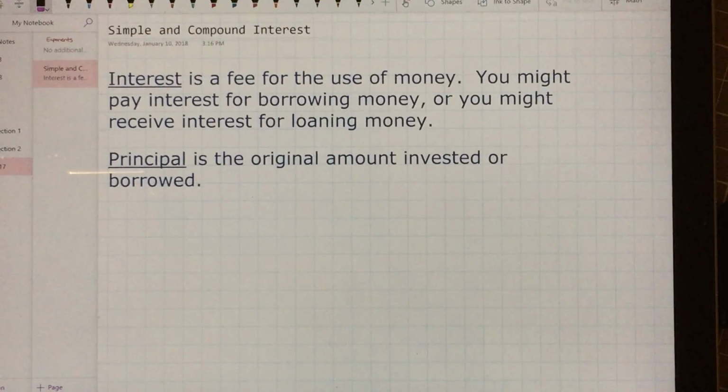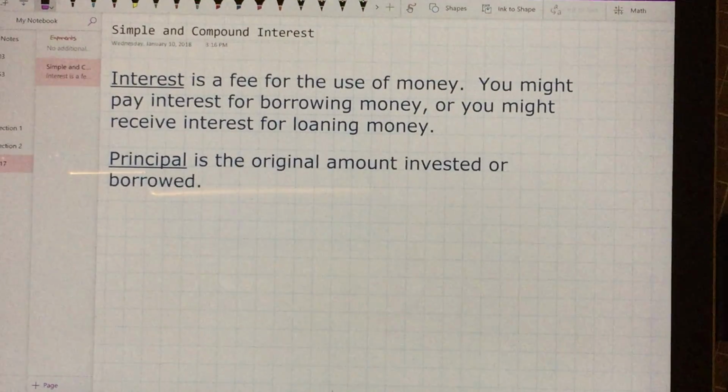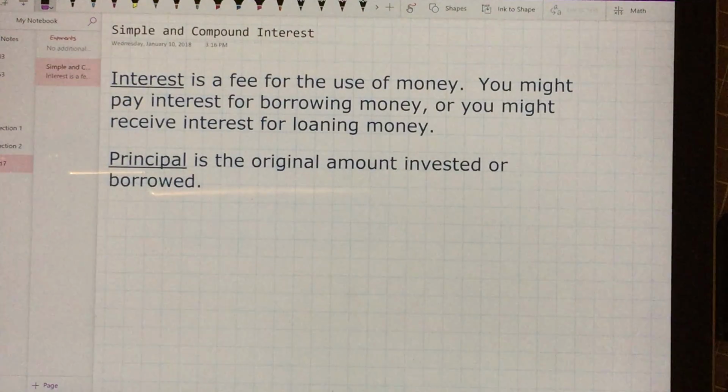In this video, we are going to talk about the tools that you need to solve problems regarding interest. We'll take a look at simple interest and also get a start on compound interest. So first, let's talk about a couple of terms.